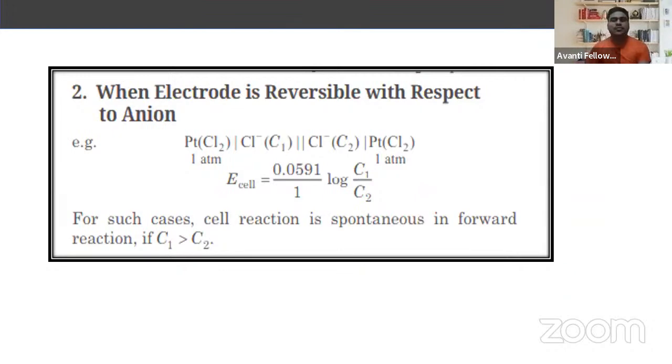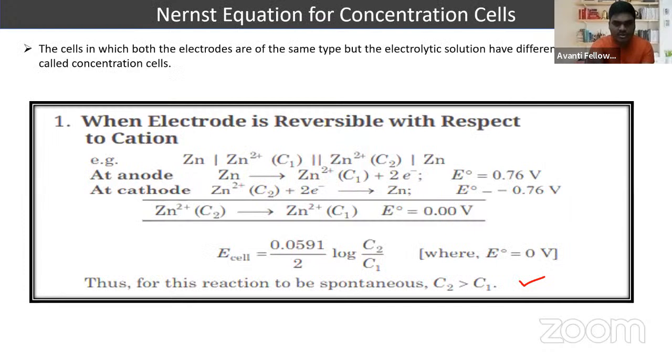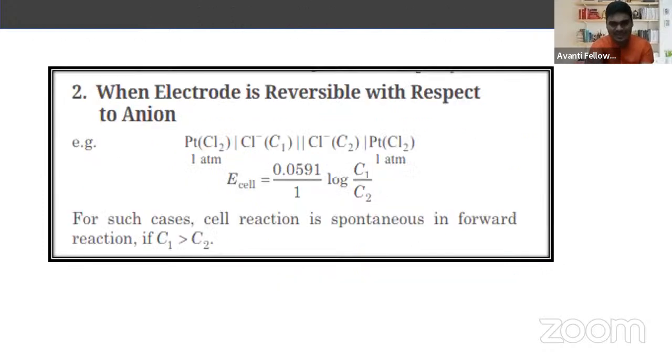Similarly, when the electrode is reversible with respect to an anion. The previous case was when the electrode is reversible with respect to the cation, and this is when it is reversible with respect to the anion. Let's say Pt, Cl2, Cl-, C1 and C2. Here E cell is 0.0591 upon n log C1 upon C2. For such cases, the reaction is spontaneous in the forward direction if C1 is greater than C2.